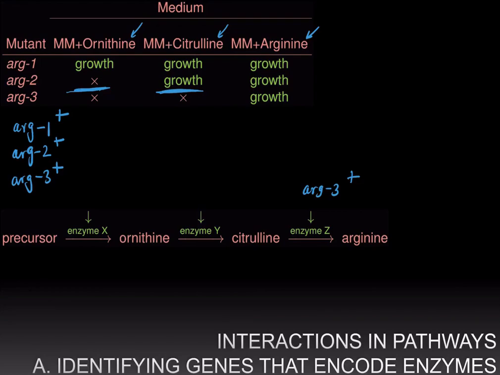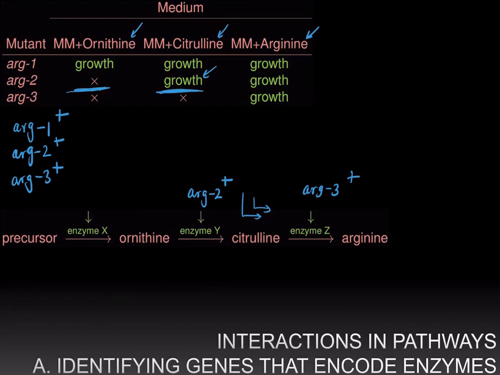And here, if you supplement with citrulline, you get growth over here. However, in the ARG2 mutant, when you supplement with ornithine, you do not get growth, with the implication that the ARG2 mutant is blocking the conversion of ornithine to citrulline, and that ARG2 plus, the wild type allele, must code for enzyme Y.